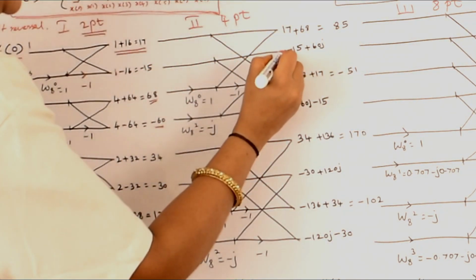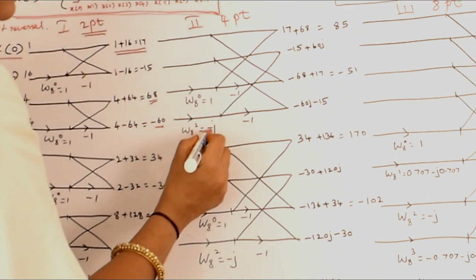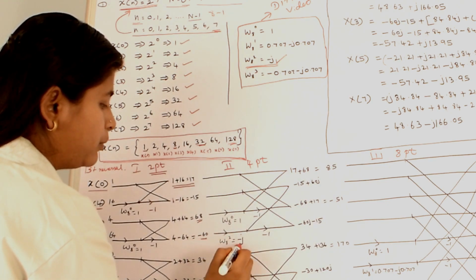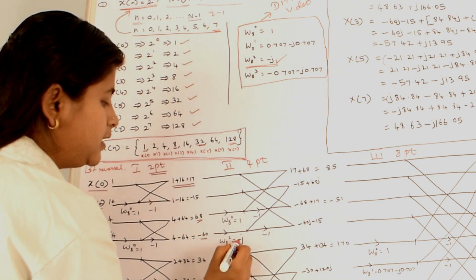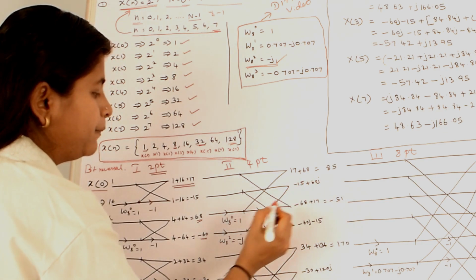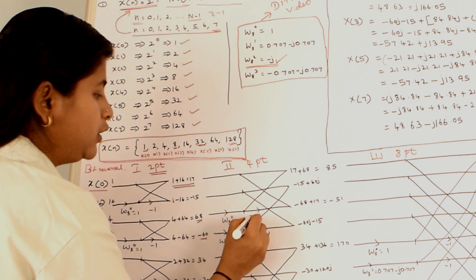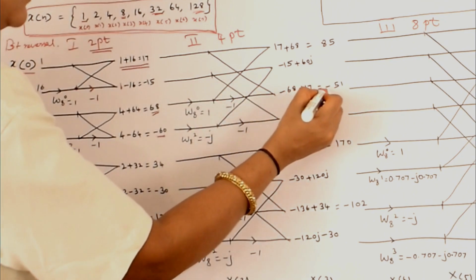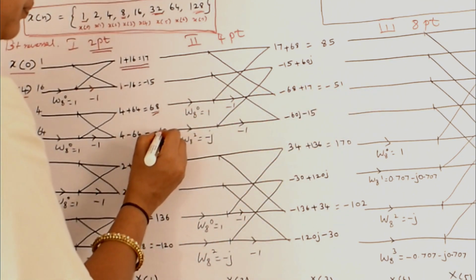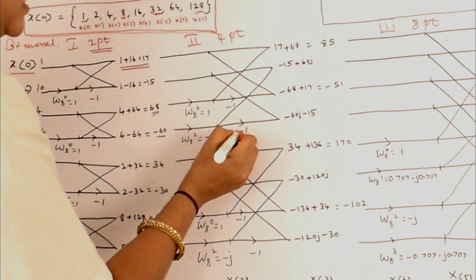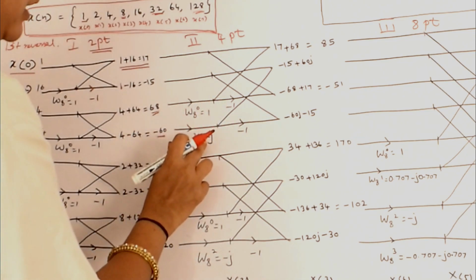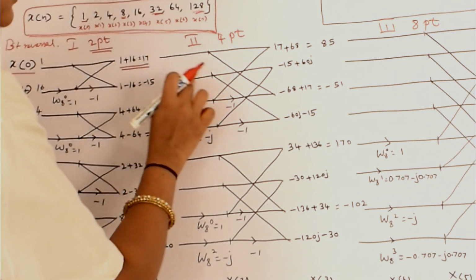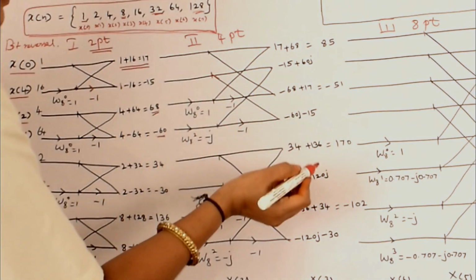Next one, -15. Here W4 power 1 is minus j. Look at this one, it is minus j, so you have to multiply with minus j. Minus 60 into minus j is plus 60j. The next one, 68 into 1 into minus 1 is minus 68, plus the first value 17, which gives minus 51. The next one, minus 60 into minus j into minus 1. Minus into minus is plus, plus into minus is minus. So minus 60j, minus 15. From here, minus 15.